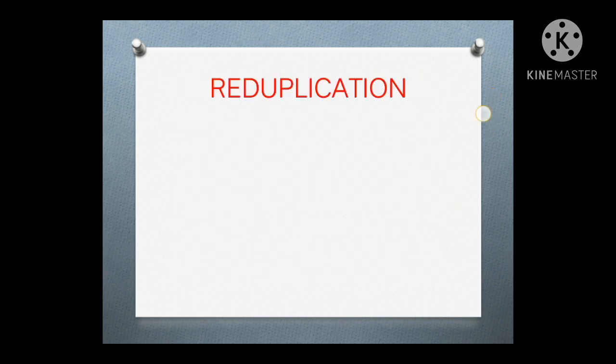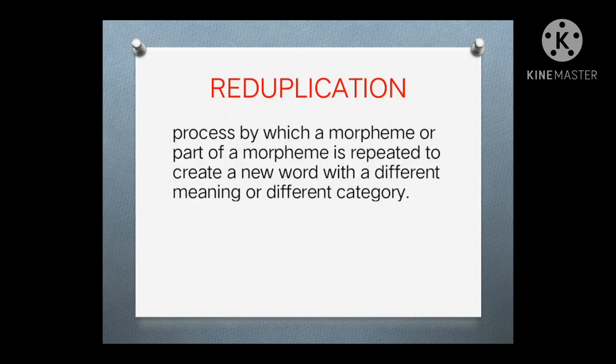Reduplication, a process by which a morpheme or part of a morpheme is repeated to create a new word with a different meaning or category. Example, very very, and night night. Reduplication has different functions in language. First, it can moderate or intensify the meaning of a word. Second, it can mark grammatical categories.